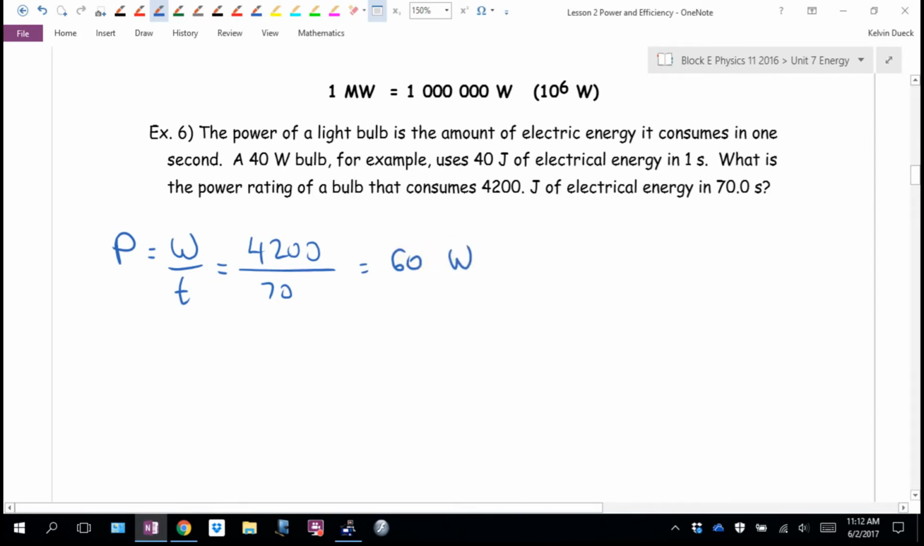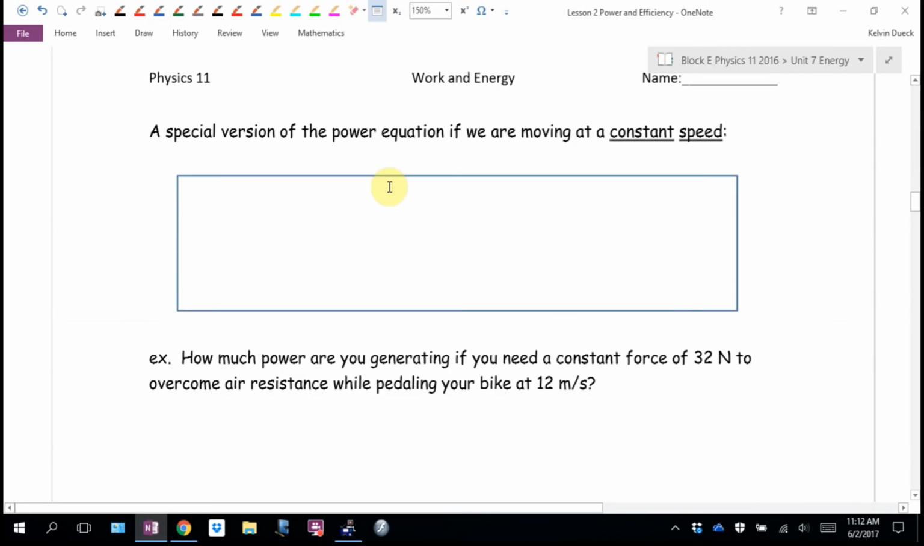In real life, you'd reverse it. You'd know the wattage of the bulb, and you'd like to know how much energy I'm using if I leave it on for 4 hours, if I leave it on for 9 hours. What's it going to cost me? We'll tackle that in Physics 12. We'll spend a lot of time looking at electrical power. Turn the page.